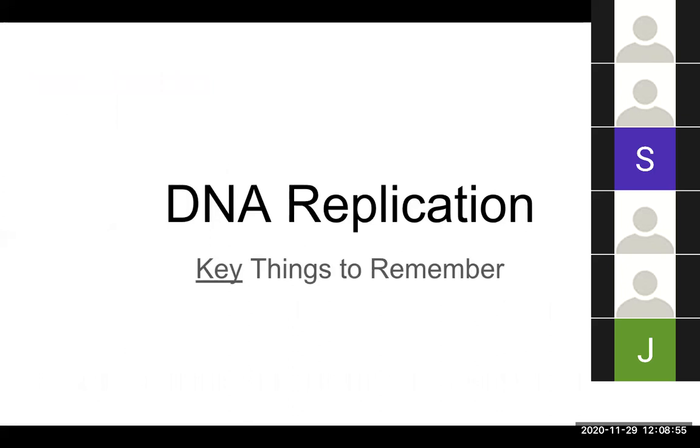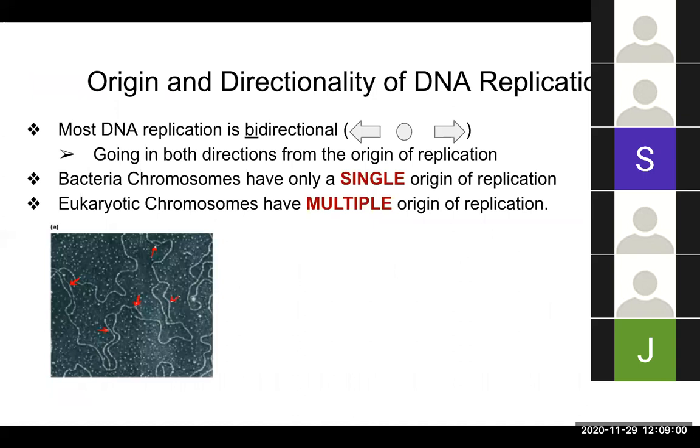All right, guys, we're going to go over DNA replication, just some key things to remember. In regards to the origin and directionality of DNA replication, most DNA replication is bidirectional, meaning that it's going to be going in both directions from the origin of replication. For bacterial chromosomes, you're going to have only a single origin of replication. And in this image right below are the eukaryotic chromosomes, where they have multiple origins of replication.